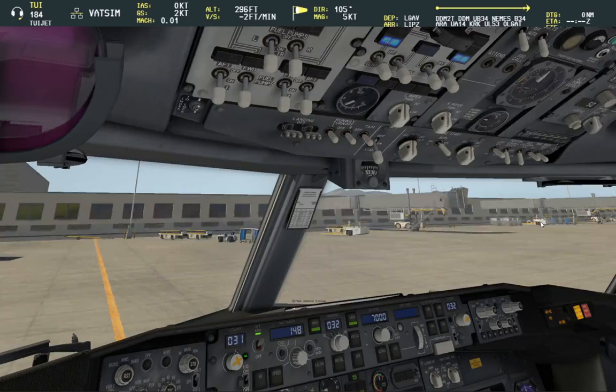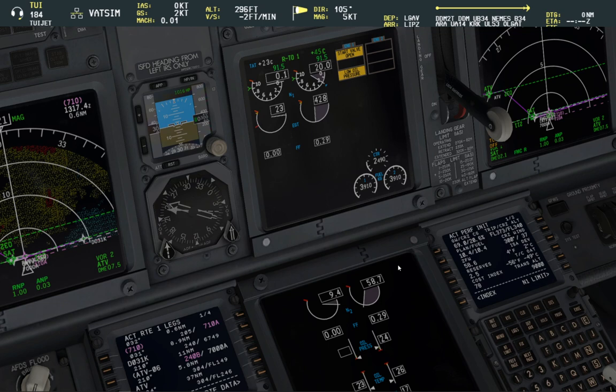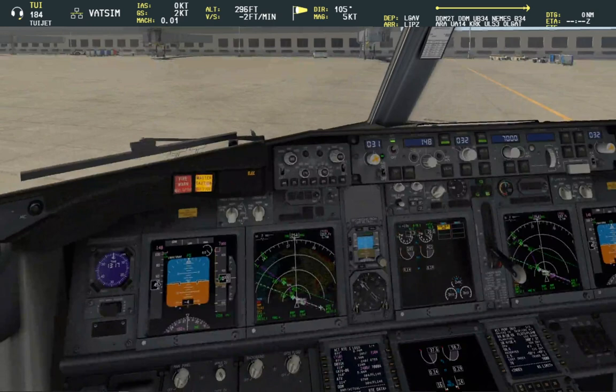Okay, start completed, starting engine number 1. Start valve open, N2 rotating. N2 25, fuel idle. EGT rising. In the meantime, we can select flaps 5.